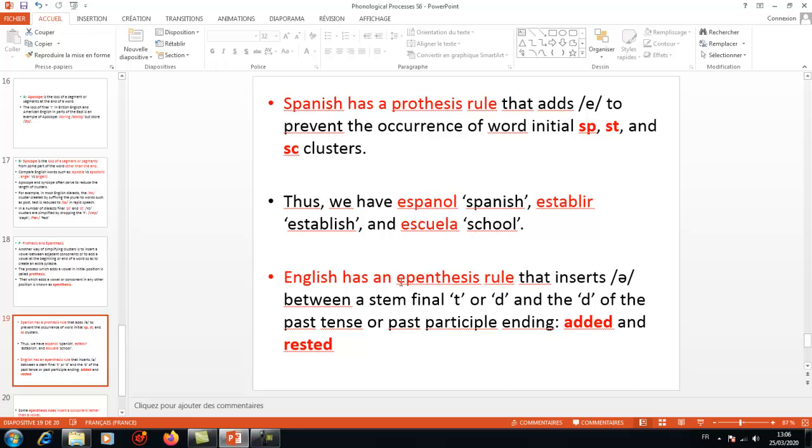Now, English has an epenthesis rule that inserts schwa between a stem-final t or d and the d for the past tense or past participle ending. Added and rested. So instead of saying added, we say added, and rested, here.